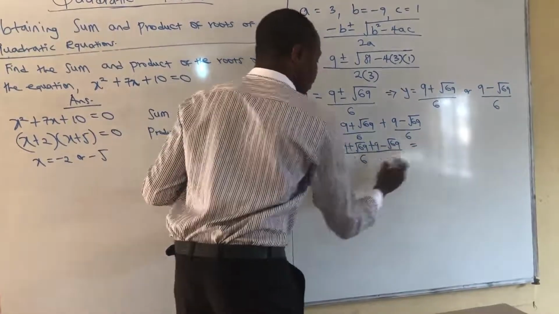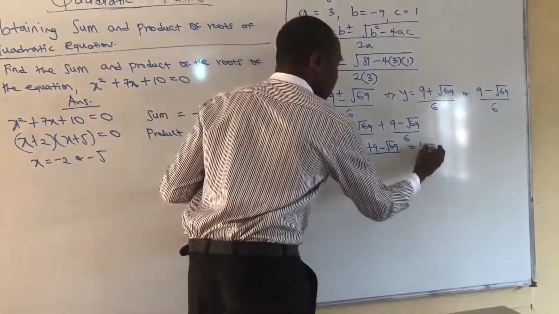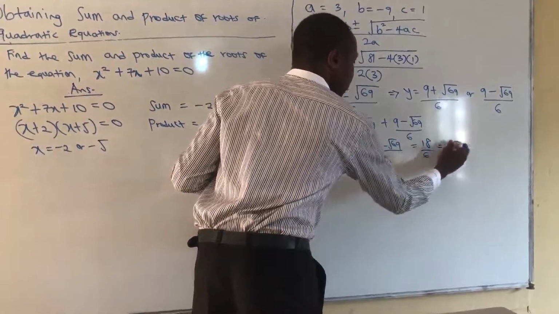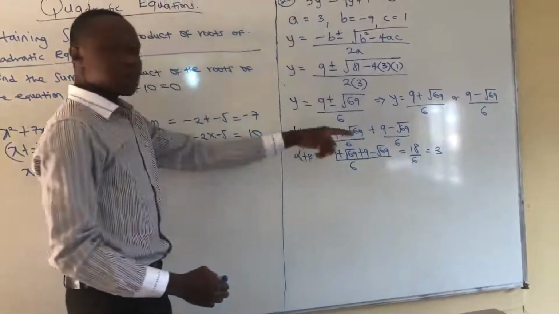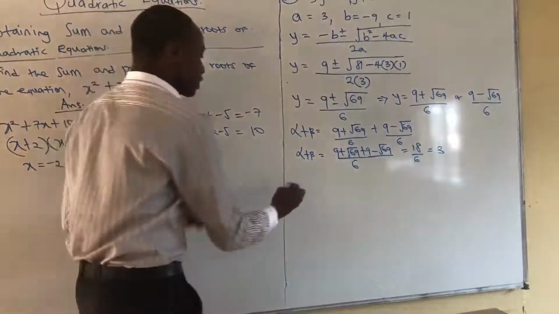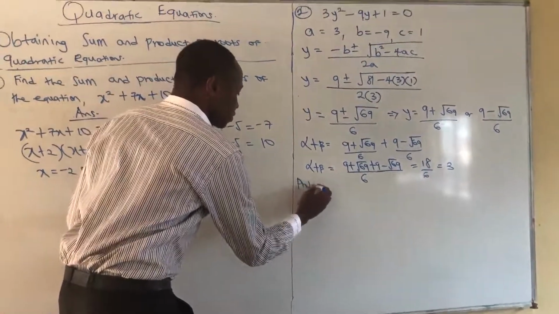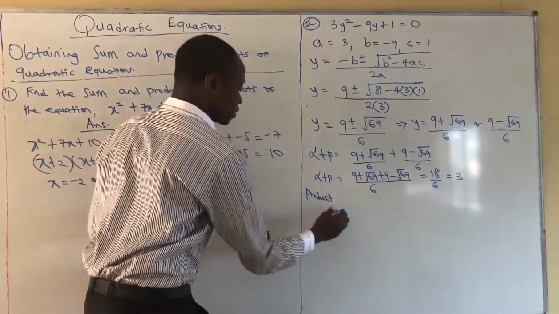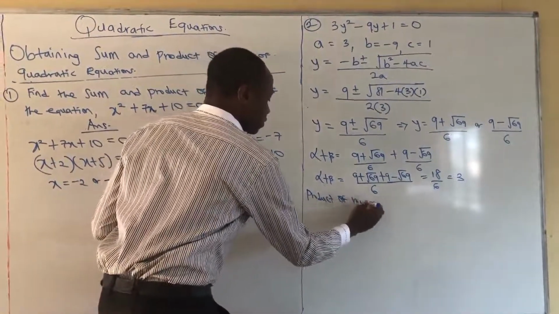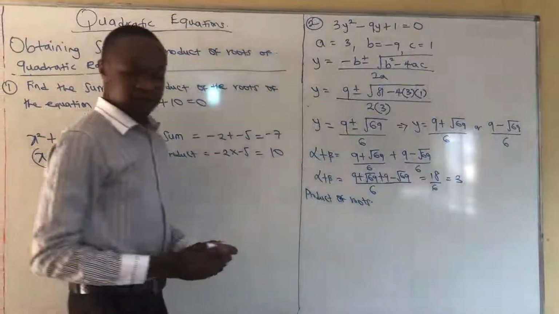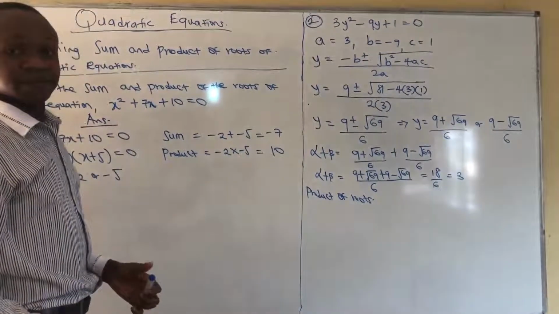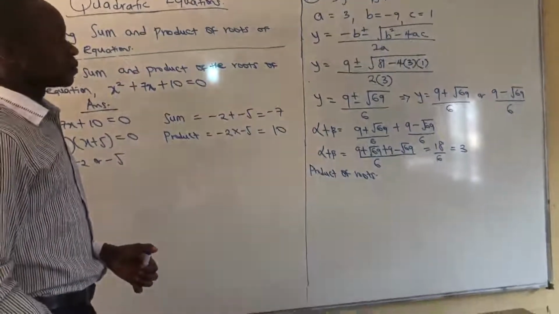I am sure you will agree with me. I'll be having 18 over 6, which is 3. So the sum of the roots is 3. We take the product of the roots. For the product of the roots, that's the next thing we look at.